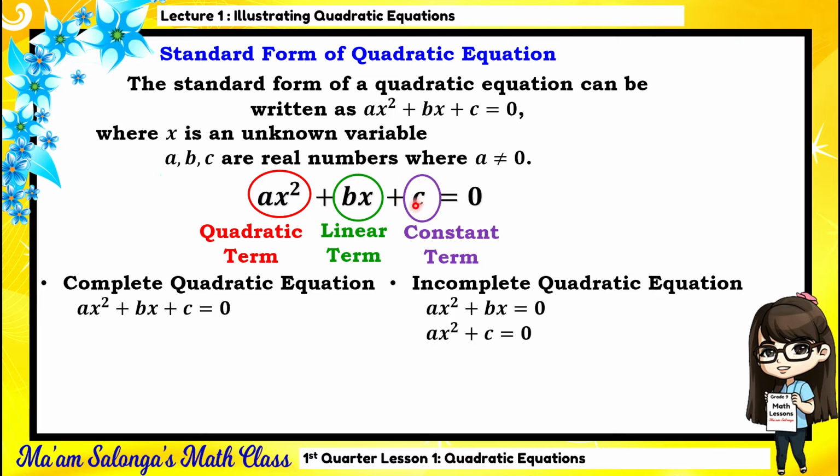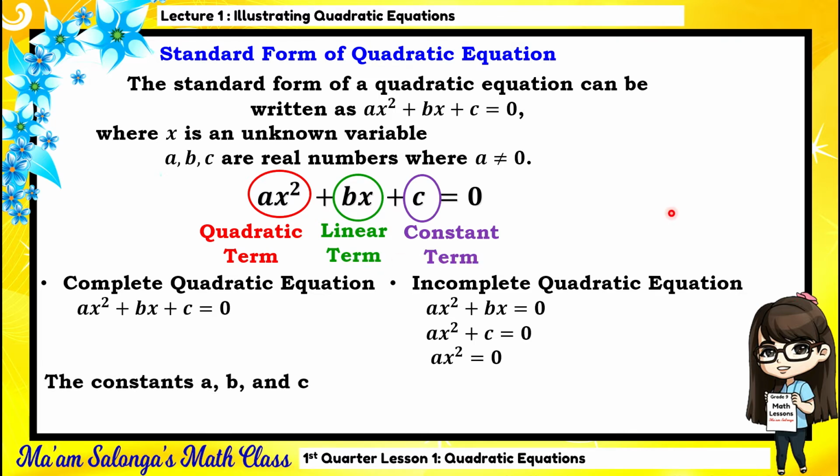Another example is ax squared plus c equals to 0. Bx naman, or the linear term, ang nawawala. And lastly, we have ax squared equals to 0, where both linear term and constant term are missing.